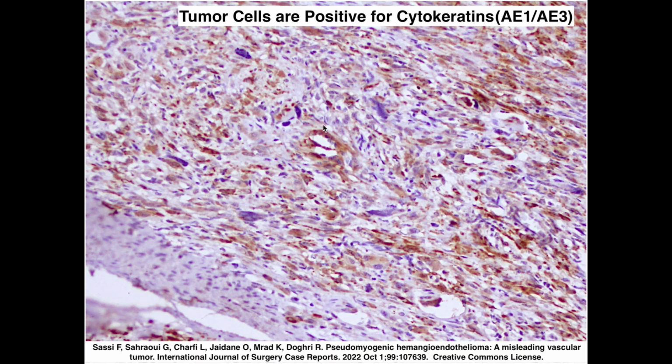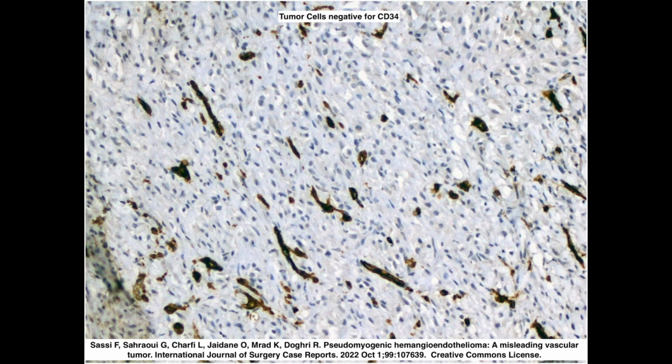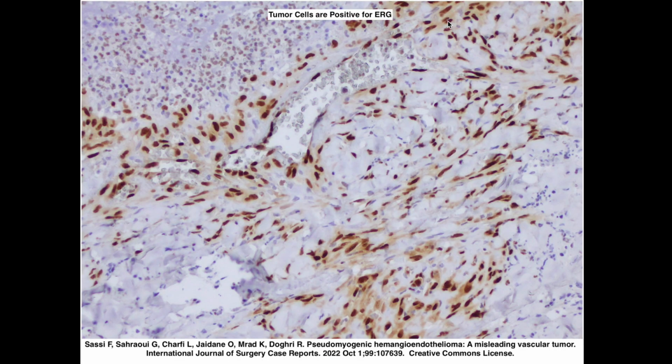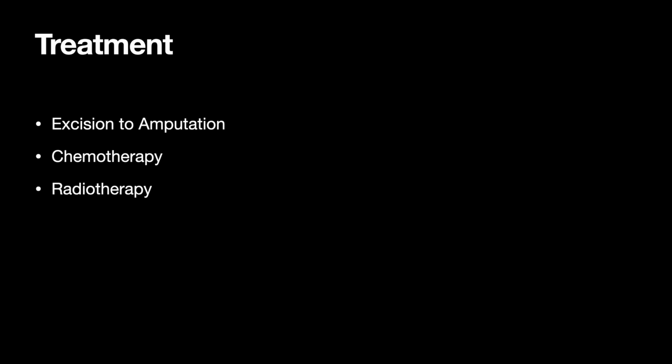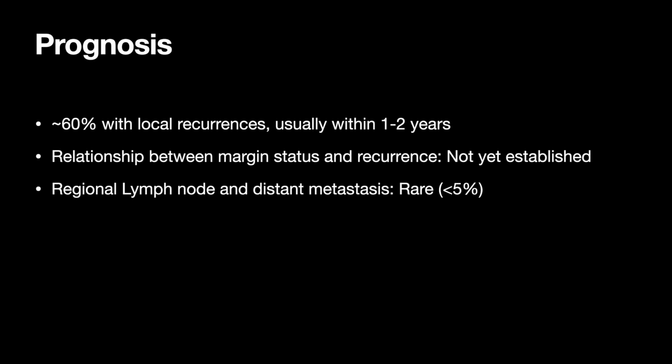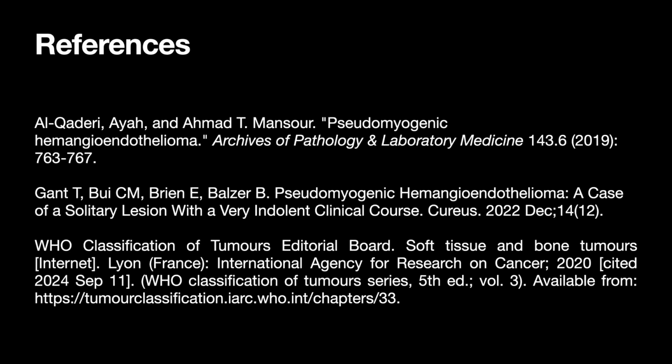Again, here is another example of pseudomyogenic hemangioendothelioma, positive for cytokeratins AE1/AE3, and the tumor cells here are negative for CD34. They are positive for ERG. And the treatment is excision to amputation, chemotherapy, and radiotherapy. Prognosis, 60% have local recurrences, usually within 1 to 2 years. The relationship between margin status and recurrence is not yet established, and regional lymph node and distant metastasis is rare, less than 5%. Here are my references, and thank you for watching.